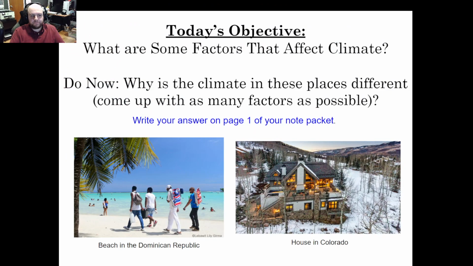Today's objective: we are looking at factors that affect climate. At the top of the first page in your notes, there's a little box for the do now question, and I want you to answer this. Why is the climate in these places different? List as many factors as you can. The picture on the left is just a beach in the DR, and the picture on the right is a house in Colorado. Take a moment, pause this video if you need to, and think about what some of the factors are that will cause it to be nice and warm and sunny in one place, but cold in another place.